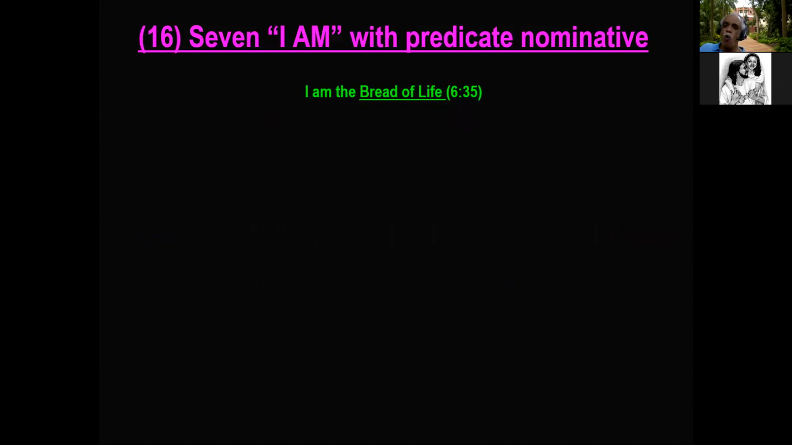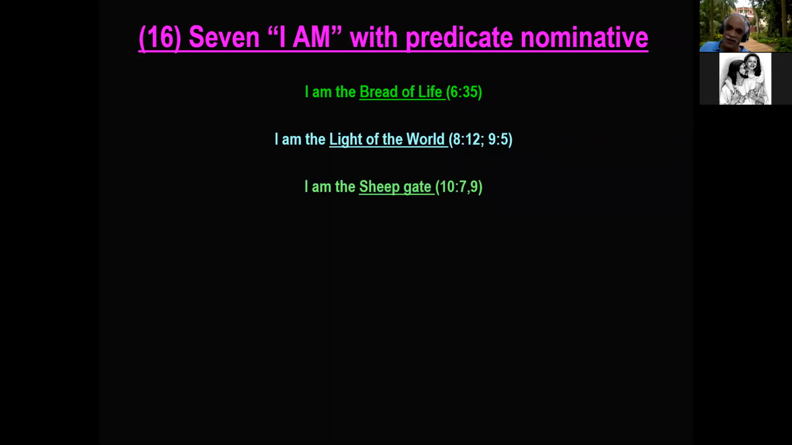Like the I am without predicate nominative, namely simply I am, there are also exactly 7 I am sayings with a predicate. And the first of these is after Jesus has fed the 5,000. I am the bread of life. In chapter 9, Jesus heals the man born blind. So in that context, for the second time, and in one context, for the first time in chapter 8, verse 12, Jesus speaks of himself as the light of the world.